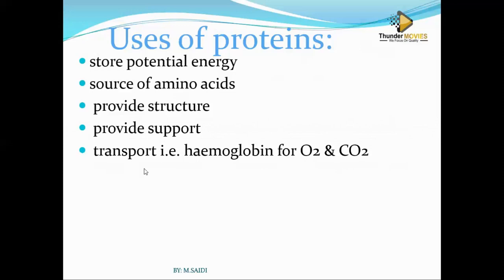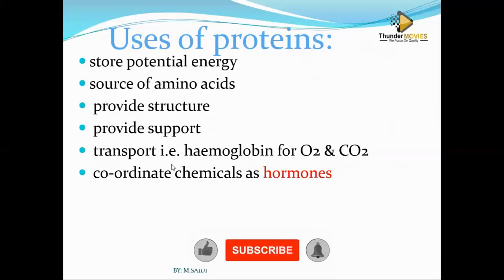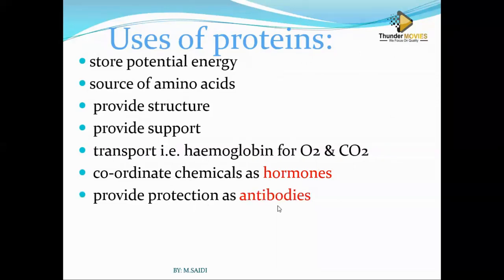So proteins can be used for transport. Hormones are examples of proteins, and hormones are organic chemicals. They are very important in bringing about changes in the body of individuals, and in plants. They can bring about growth, production of milk in women, and change in your appearance. Proteins also provide protection. They have a very important role in protecting us from diseases.